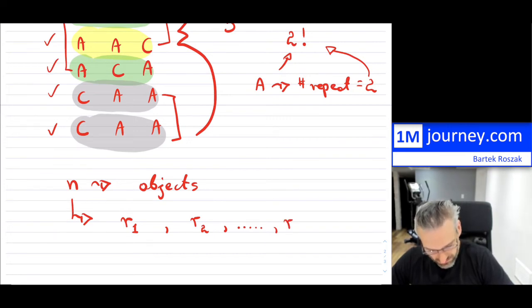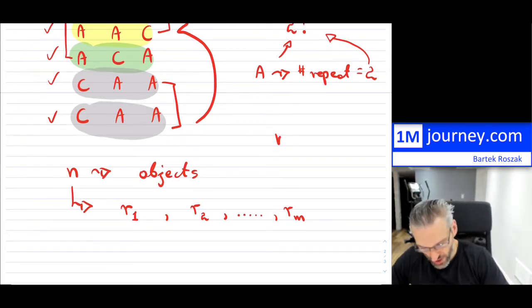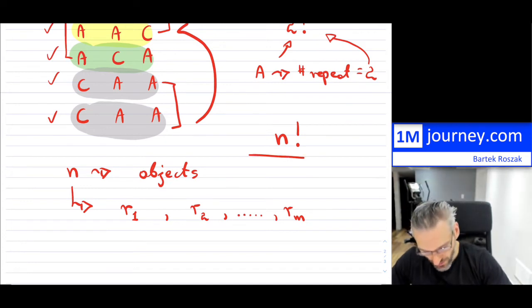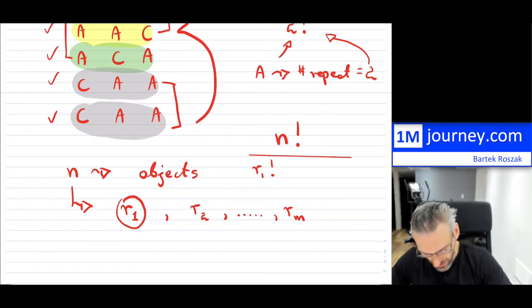Okay, so this would have been some, let's say, R, M. I don't know how many of them there were. And I'm going to give you another example to illustrate this. The general formula is that you take the overall n factorial, which is all the permutations, assuming that they never repeated, and then you divide by how many times each of those objects repeated. So if this object repeated R1 times, you would divide by R1 factorial, and then you would divide by R2 factorial, and so on. Okay, so you would do this to each one that repeated.